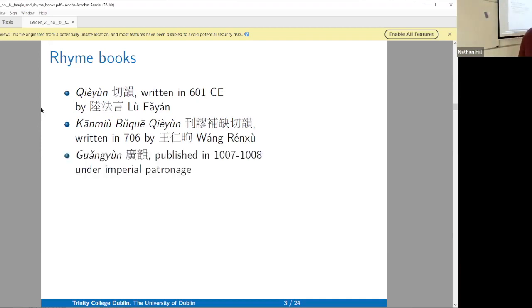Okay. Then the Guanyin was published in 1007, 1008 under imperial patronage, and it's the big rhyme book. And generally speaking, when people do Chinese historical phonology and they say the Qieyun, they're actually talking about the Guanyin. And part of that is because the Guanyin has lots of characters in it.